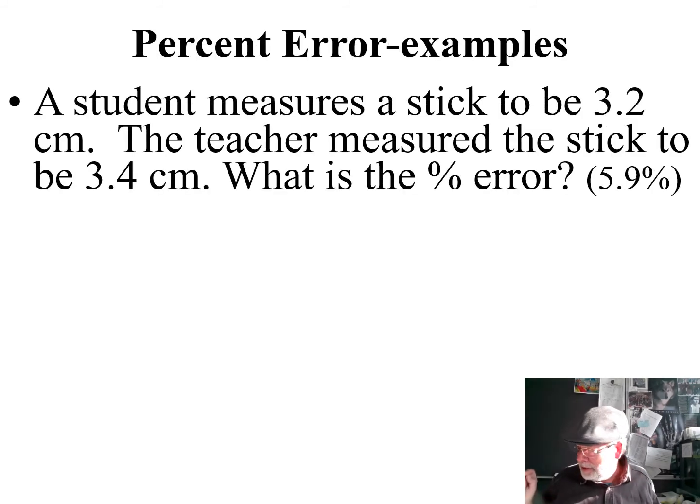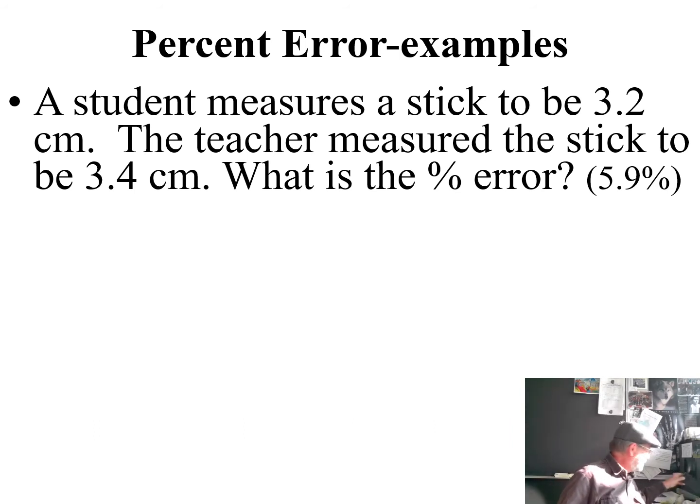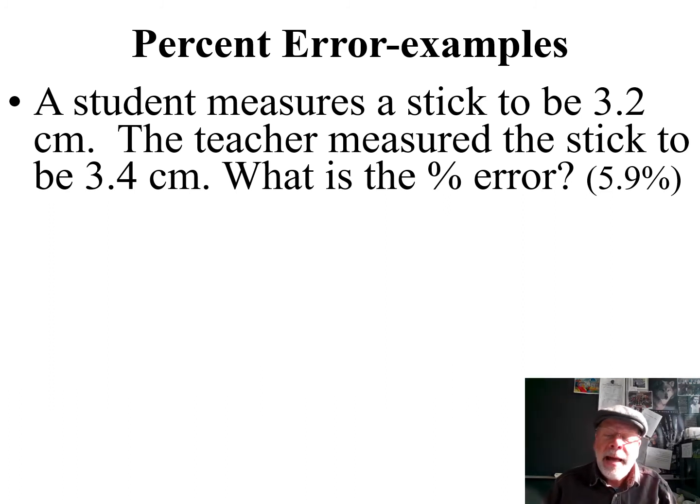So example, a student measures a stick to be 3.2 centimeters. The teacher measured the stick to be 3.4 centimeters. What is the percent error in this case? Well, the answer I've given is 5.9%. How do you do that?